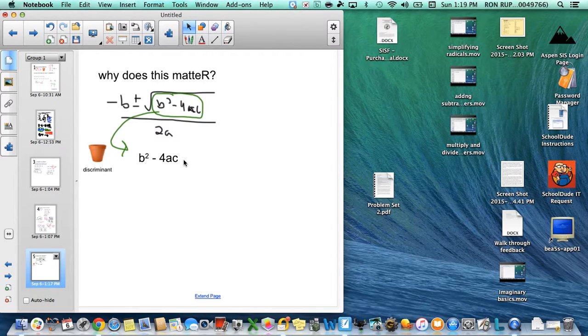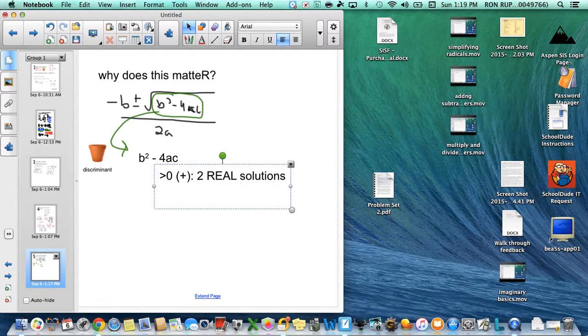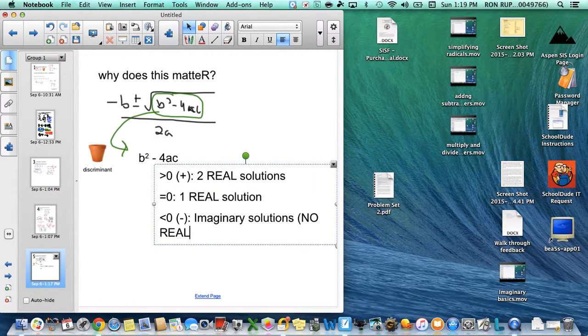And what you need to memorize is what it means when this equals 3 different outcomes. If you plug in numbers for a, b, and c, and you get a number that is greater than 0, meaning it's positive, you're going to have 2 real solutions. If it equals 0, meaning it's not positive or negative, you're going to have 1 real solution. And finally, if your number is less than 0, meaning it's negative, you're going to have imaginary solutions. You'll see that as no real solutions.